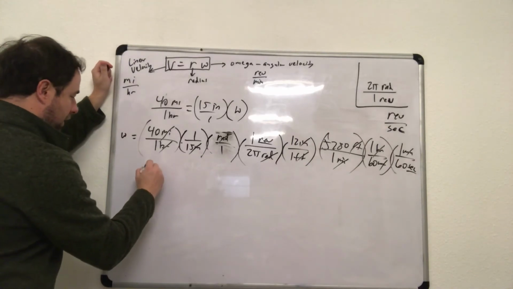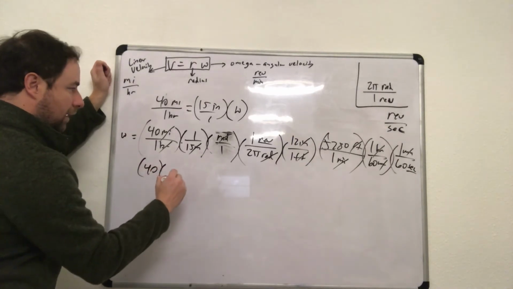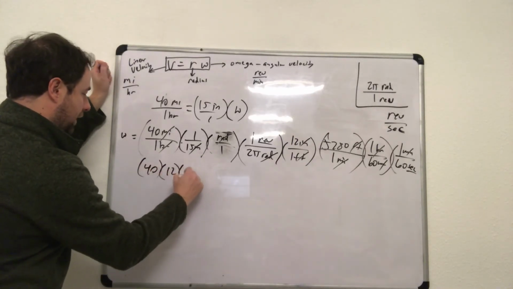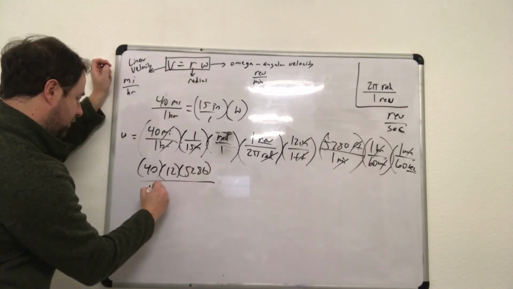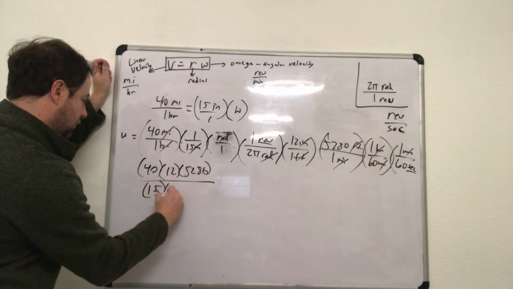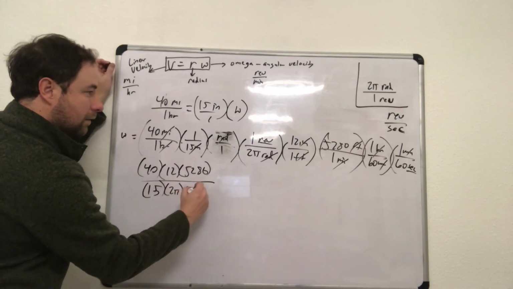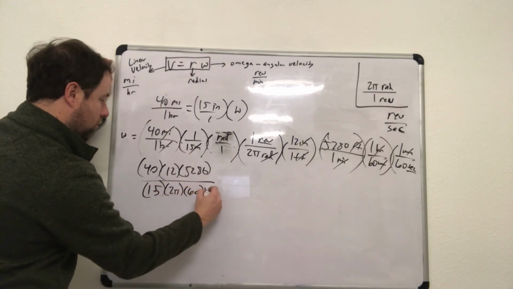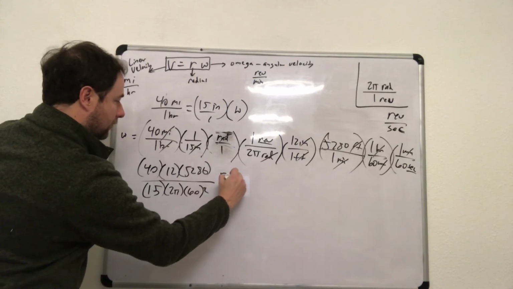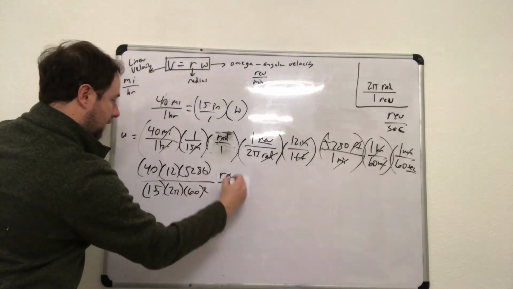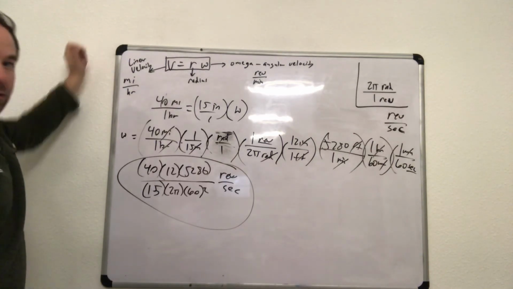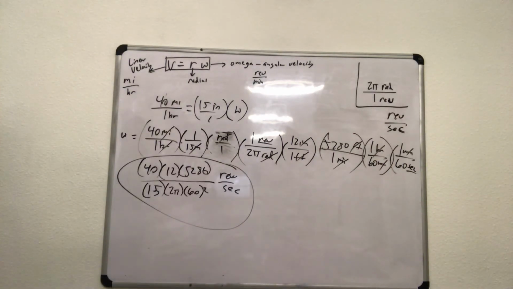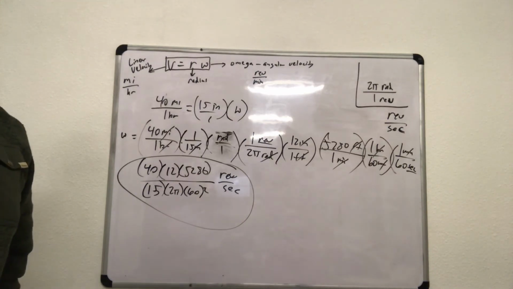Now we just write our numbers down. 40 times 12 times 5,280 all over 15 times 2 pi times 60 squared, and we are in revolutions per second. So we solve for angular velocity. Not too tough. Watch the video over and over if you need to really get it down.